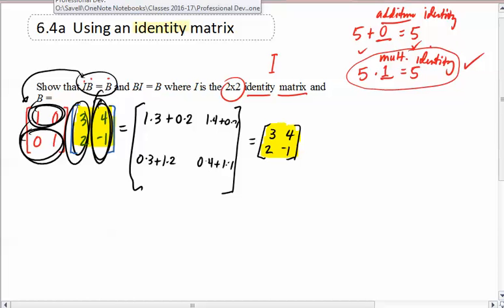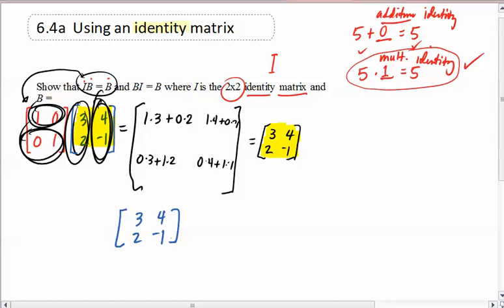So we're then going to multiply B times I. Let's go ahead and do that. If you think about it, we can do this because they're square matrices. So we'll now do it multiplying B times I. Let's see what we get there.